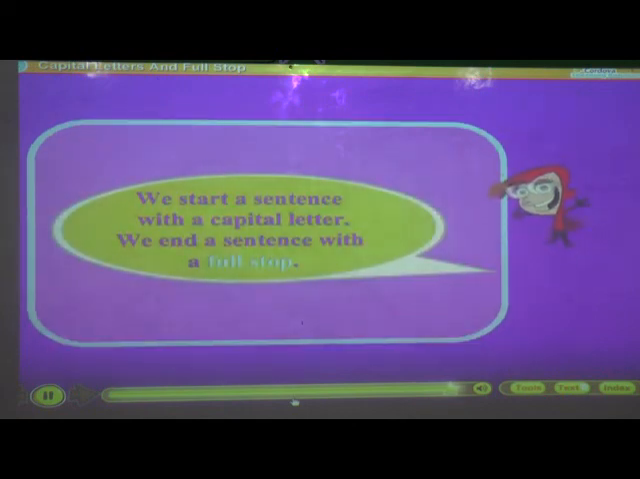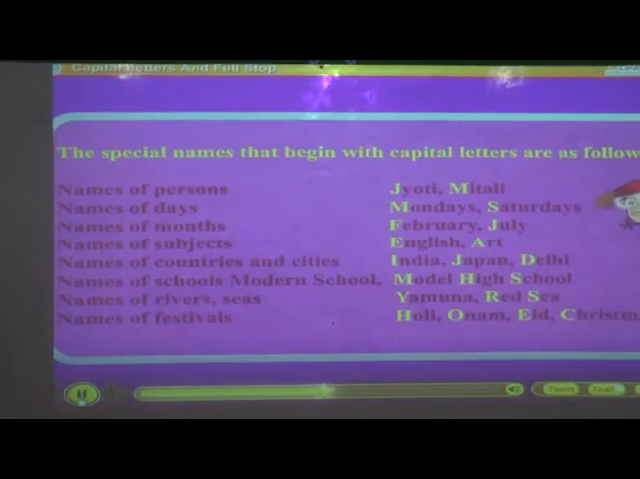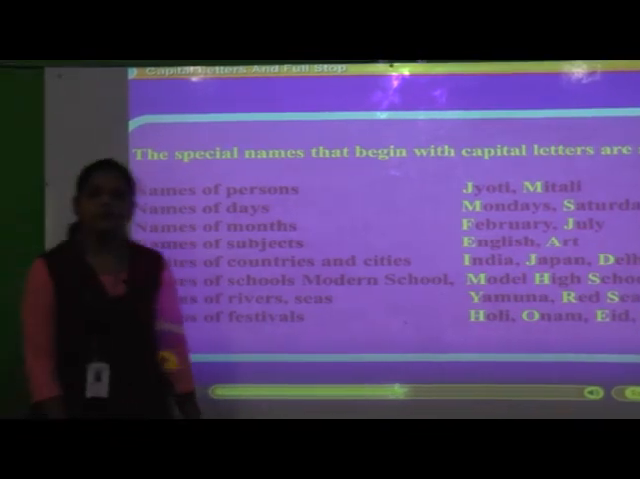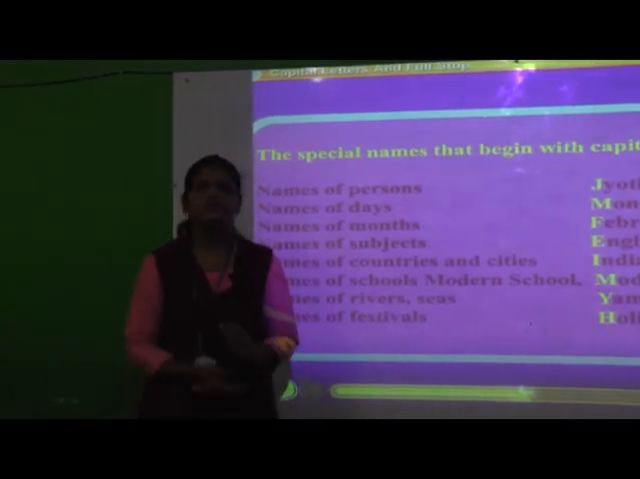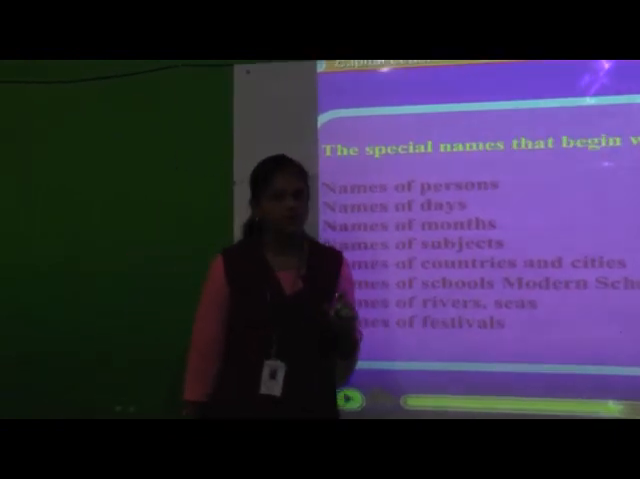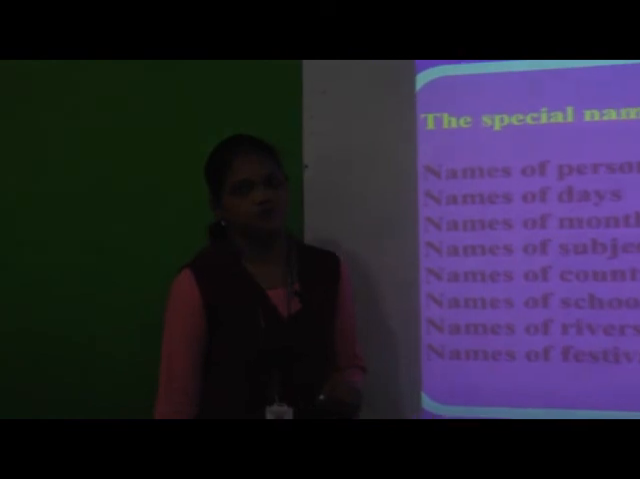We start a sentence with a capital letter. We end a sentence with a full stop. That begins with a capital letter. So students, I hope you understood this lesson, where to use the capital letters and where we have to give the full stops. Okay.